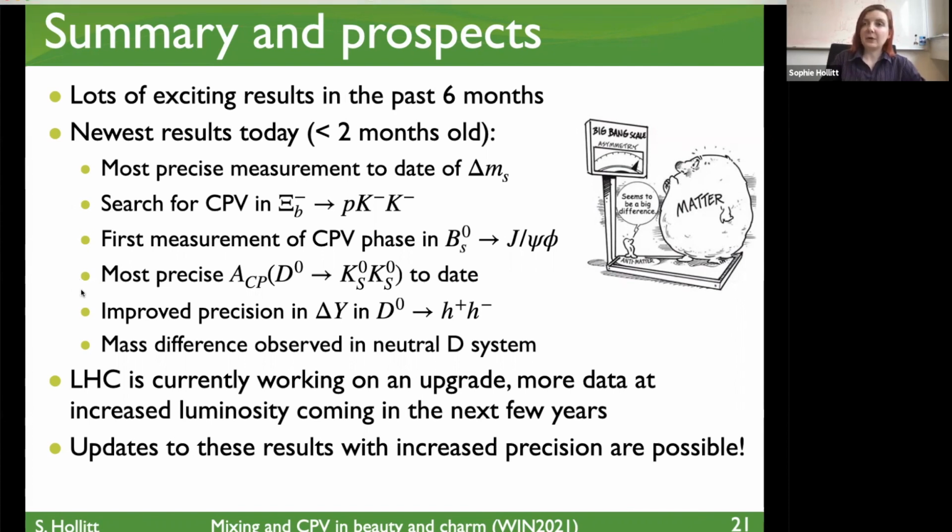We also have the most precise CP asymmetry result to date from D0 goes to K short. We've improved the precision in delta y measurements in D0 goes to h+ h-, and we've performed a time-dependent study there. And we've possibly observed this mass difference in the neutral D system. And if you want to hear more about that, you have to take a look at the CERN seminar coming up next week.